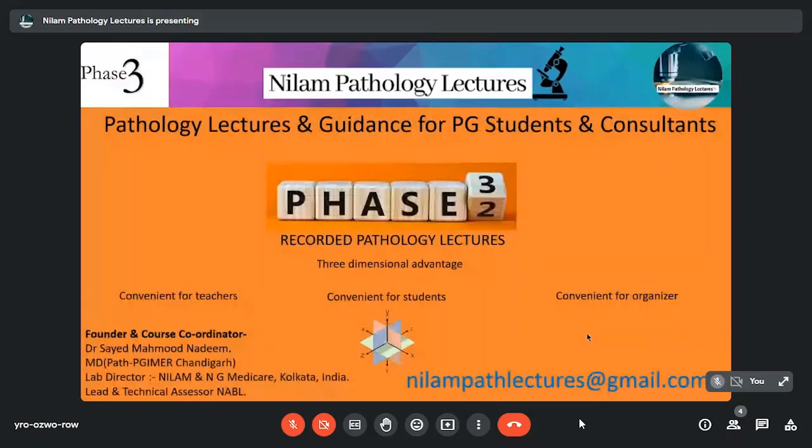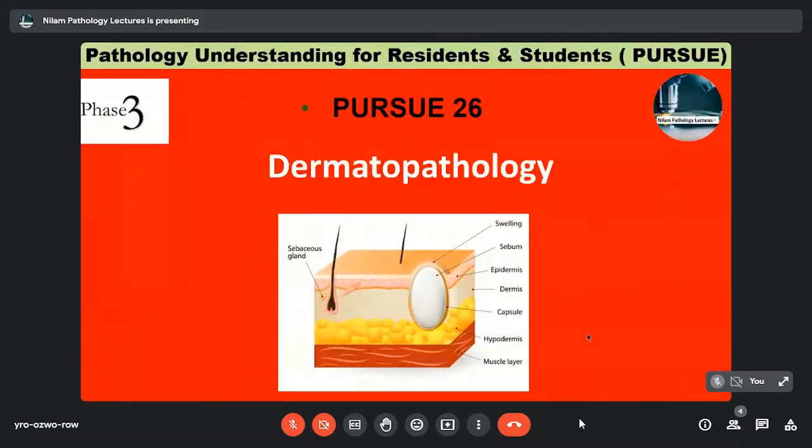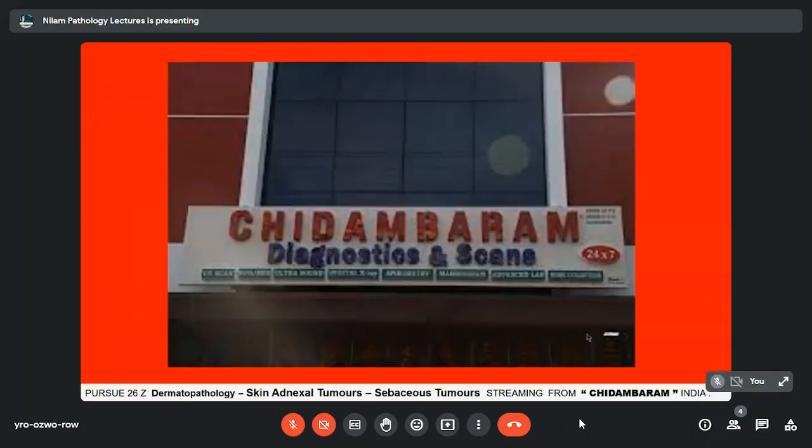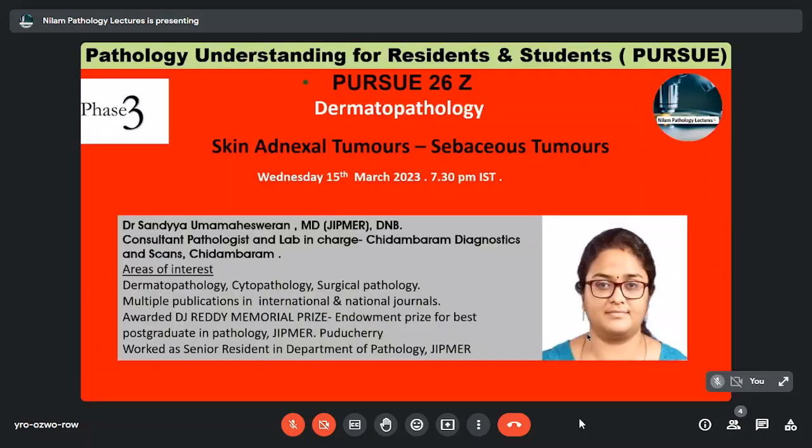And we are in phase 3 and we are in dermatopathology, which is Pursue 26. And continuing with dermatopathology today, we have a lecture on skin adnexal tumors, which is sebaceous tumors, and we are streaming live from Chidambaram.